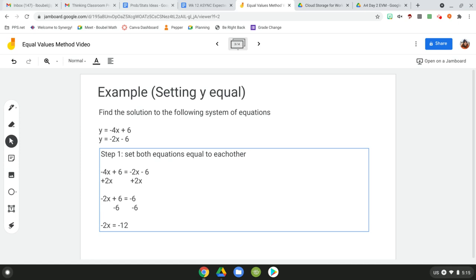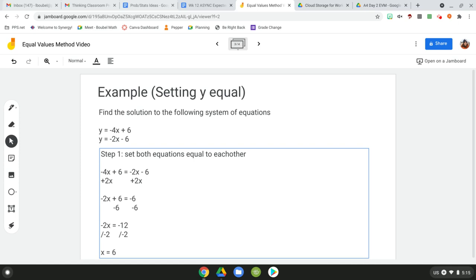My x still isn't quite by itself yet. I need to get rid of that negative 2. So it's negative 2 times x. How do I undo multiplication? I simply divide on both sides. So I'm going to divide both sides by negative 2. And in the end, I get x equals 6.